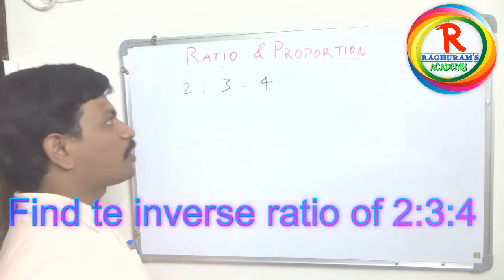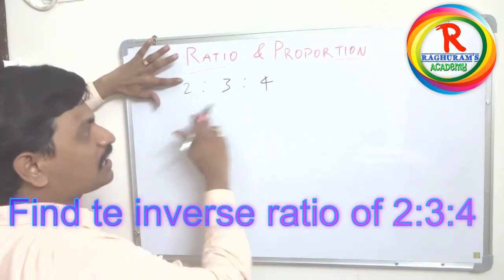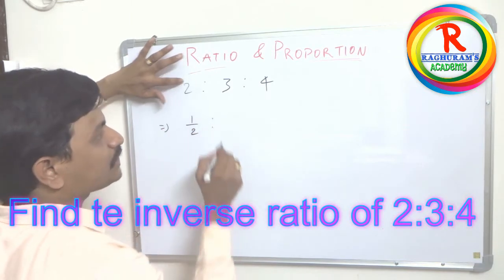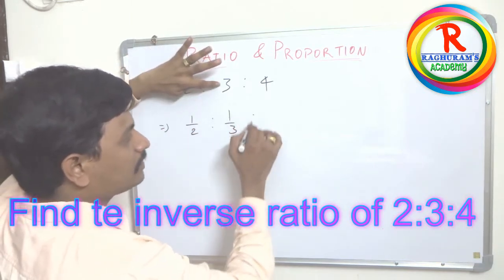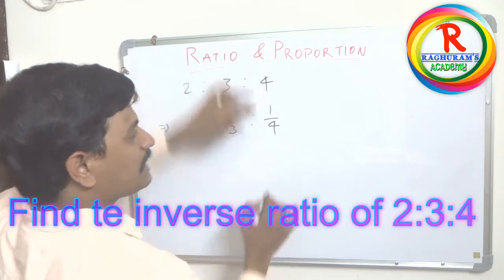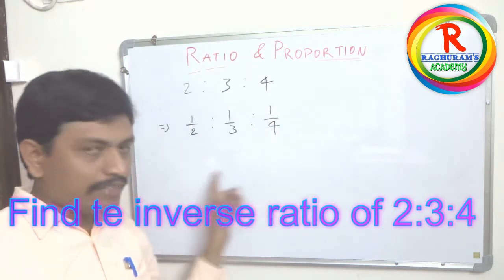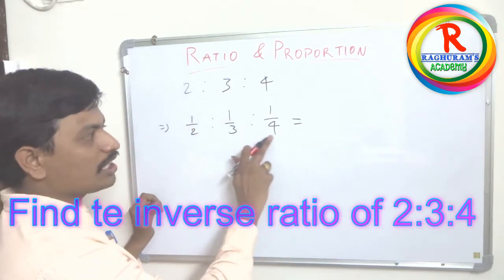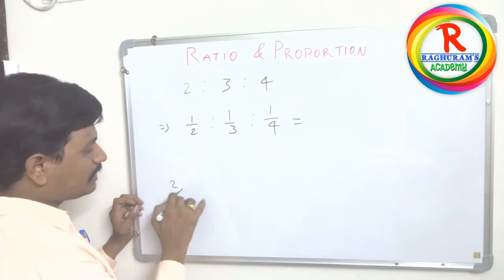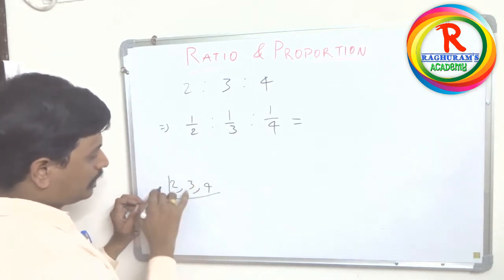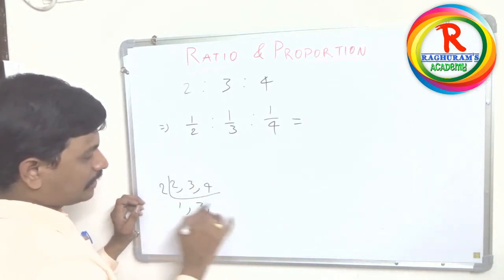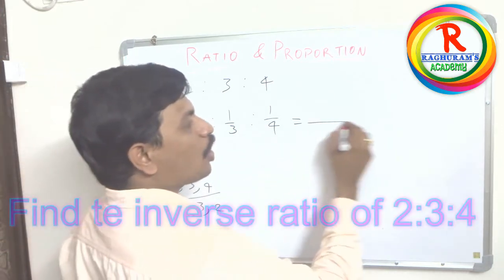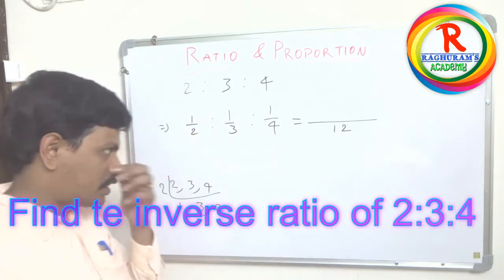Here in this case I'll tell you 2 methods to solve this problem. For the inverse proportion of 2, 3, 4, generally what do we write? We write 1/2 is to 1/3 is to 1/4. This is the inverse proportion. To simplify, before that, find the LCM of 2, 3, 4. What is the LCM of 2, 3, 4? 2 ones are 2, 3 ones are 3, and 2 twos are 4. So 3 twos are 6, 6 twos are 12. So the common denominator we take is 12.